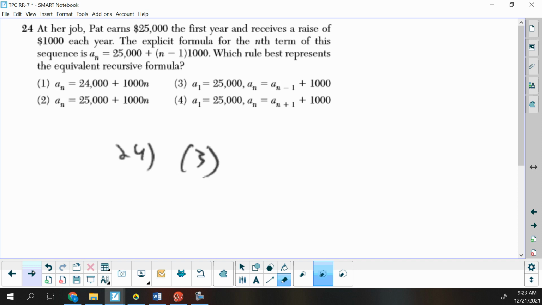For the next one, this is an example of our explicit formula. Well, this is our A1. This is our D that's being added on every time. We want recursive, so that automatically rules out those 2 because they don't have the A sub n minus 1. In reality, there's only one that has A sub n minus 1. So it's got to be that one. They tell us our A1, and we're adding on the 1,000 each time.